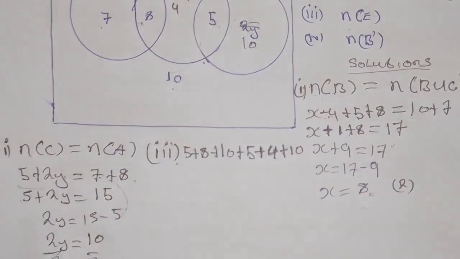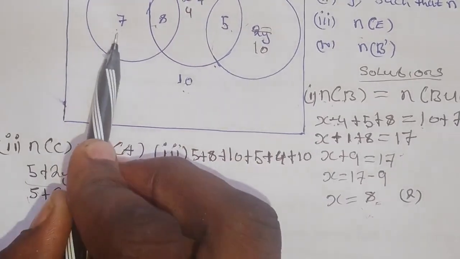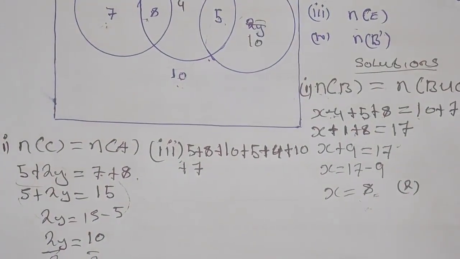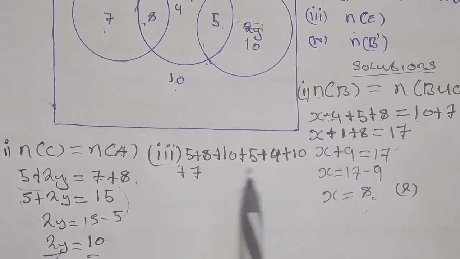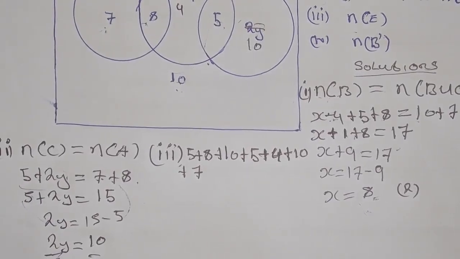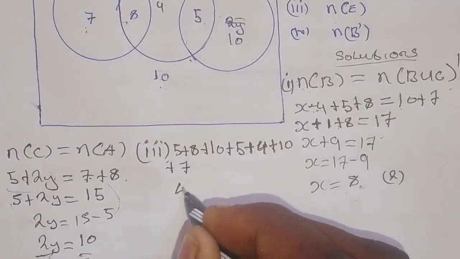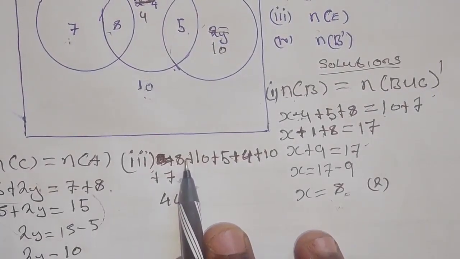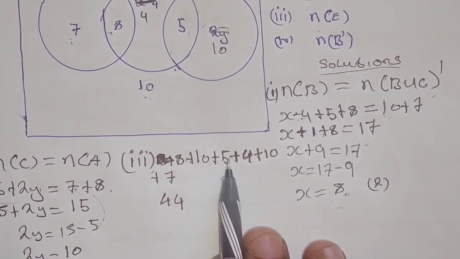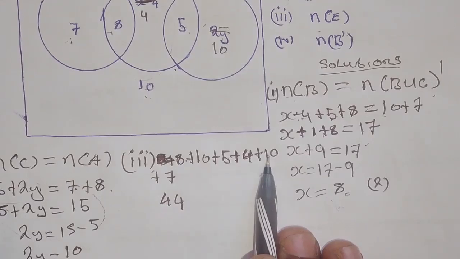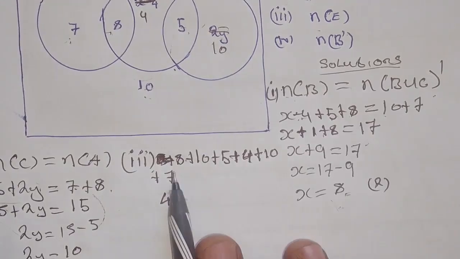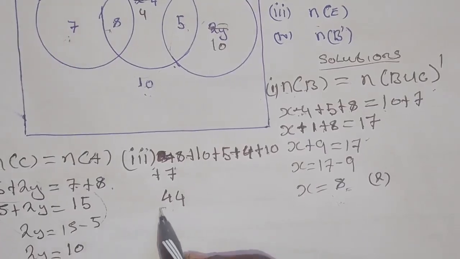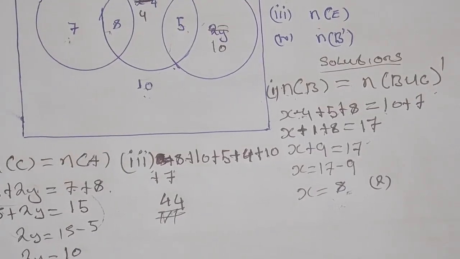So these are the values that we have in the universal set. Okay, we also have 7 here, so don't forget 7. So plus 7. So when you add 5 plus 8 plus 10 plus 5 plus 4 plus 10, it will give you 44. Okay, so we can do it on the calculator: 8 plus 10 plus our 5 here plus 4 plus the 10 here plus 7, which is here, and this will give us 44. So the sum of the numbers in the universal set is 44.